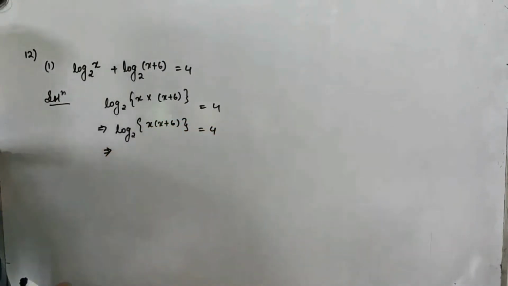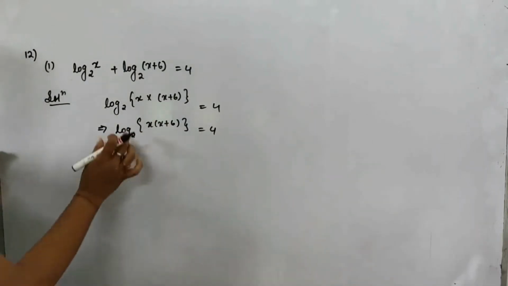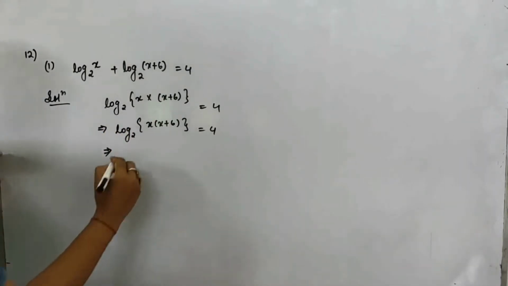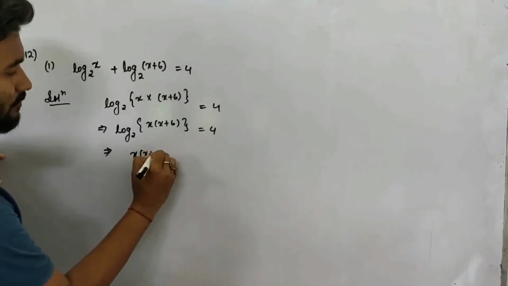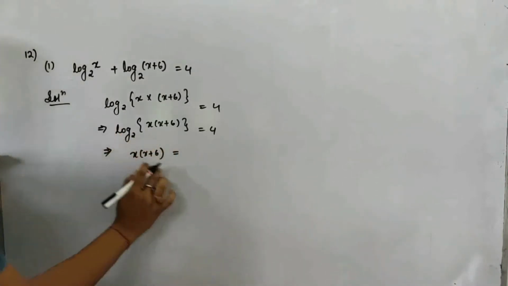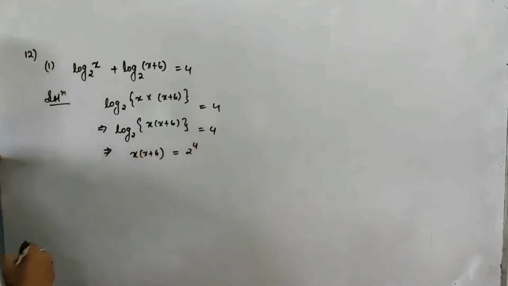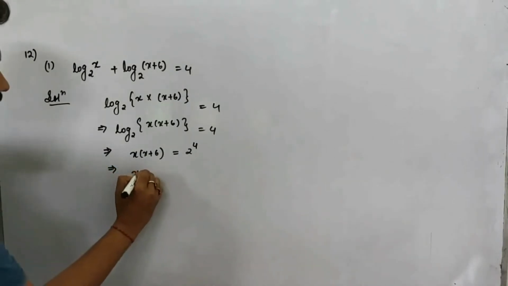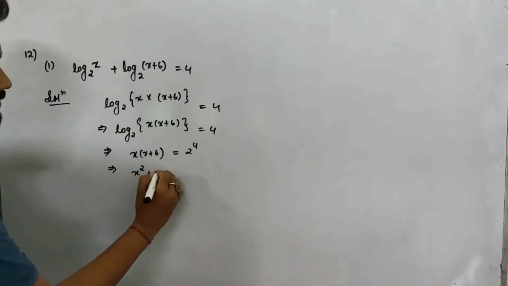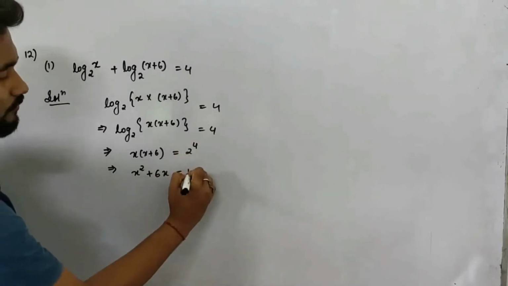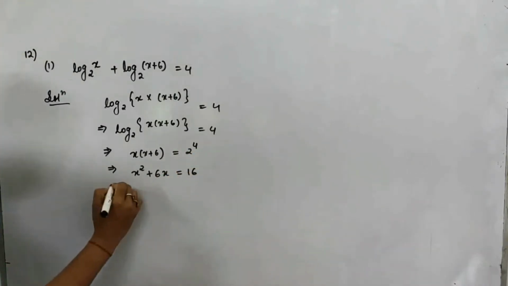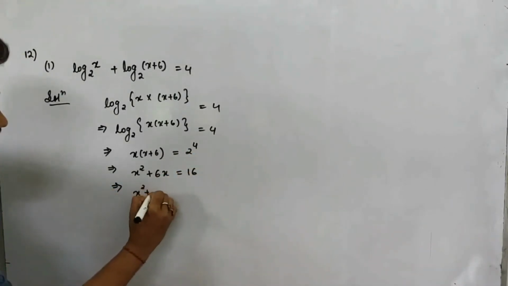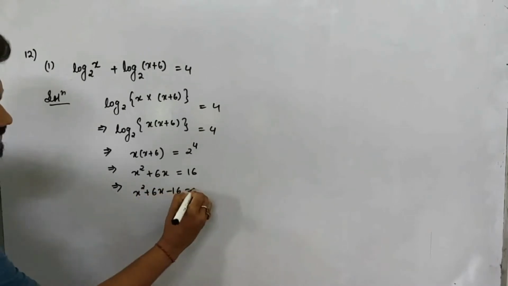Now take it to exponential form, because we need the value of x. So log we don't need. Remove the log. So x into x plus 6 will be 2 to the power 4. Multiply x into x, x square, 6x. What is 2 to the power 4? 16. So which implies x square plus 6x minus 16 is equal to 0.